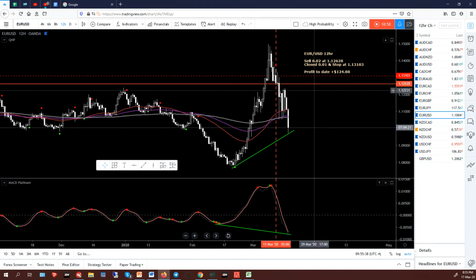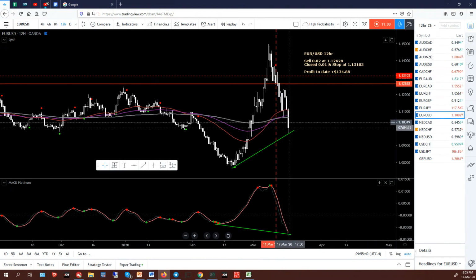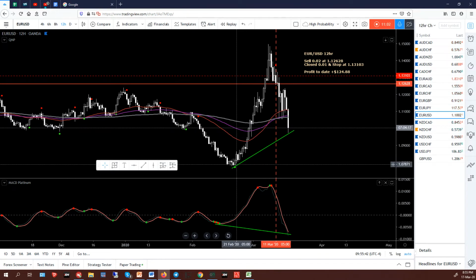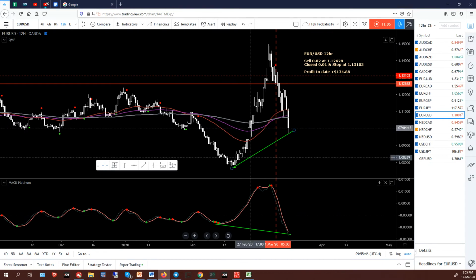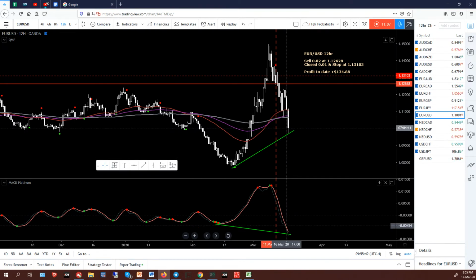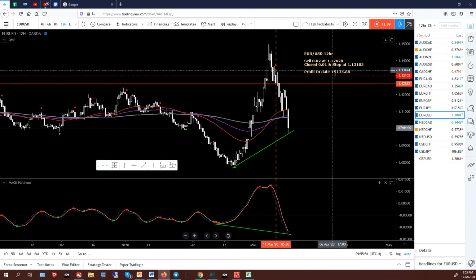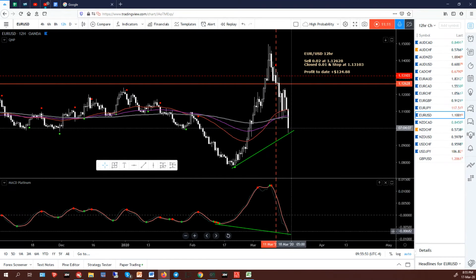Euro USD in a sell up here. Actually got this buy down here too, which is great. Now I'm taking the sell, which is kind of right too. Again, trend lines are drawn in. MACD's through the zero level. I've closed half my trade, stop in place, waiting for a blue dot or the green dot on the MACD Platinum before I move my stop.